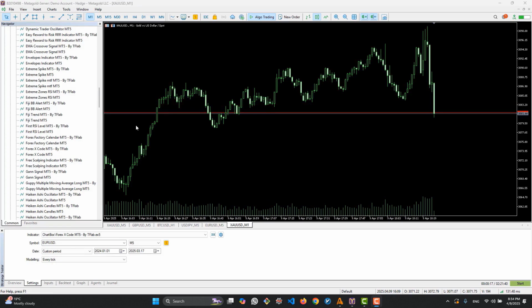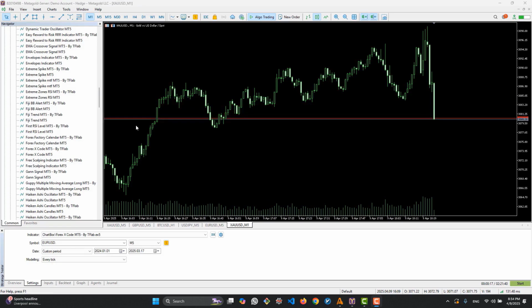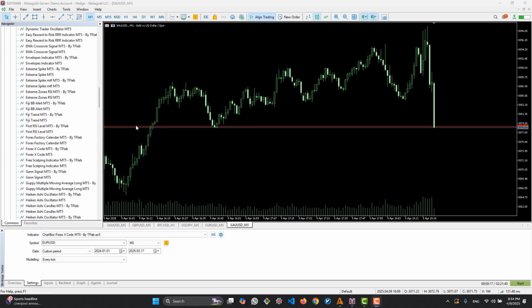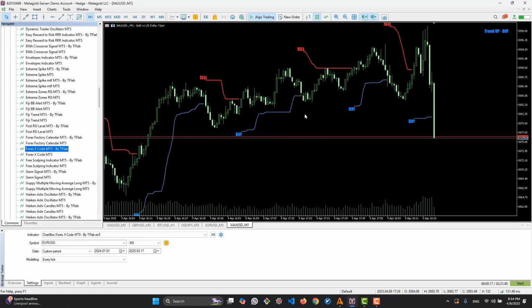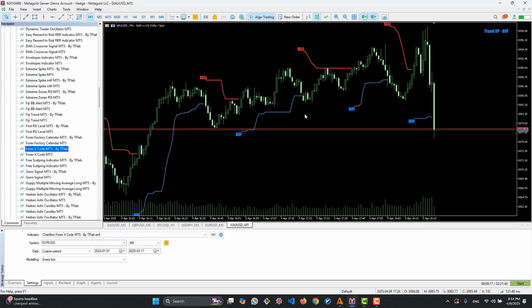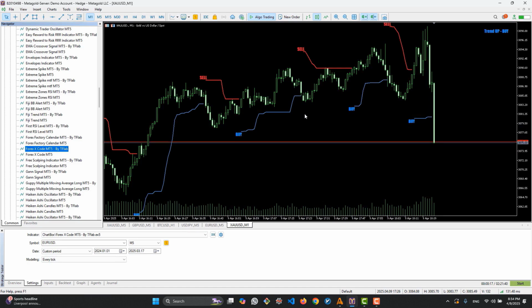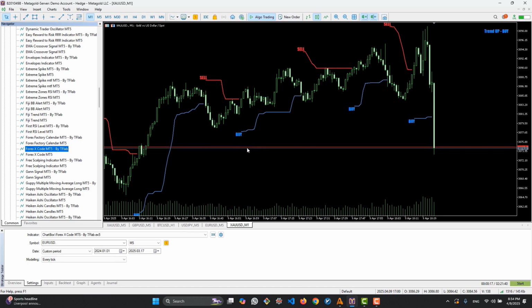Hello, in this video I will be reviewing the Forex Xcode indicator on the MetaTrader 4 and MetaTrader 5 platforms. This indicator helps us both identify market trends and issue buy-sell signals for us. Additionally, we can use it as a trailing stop.